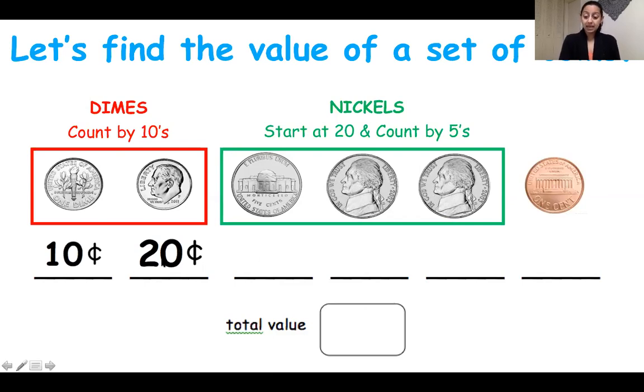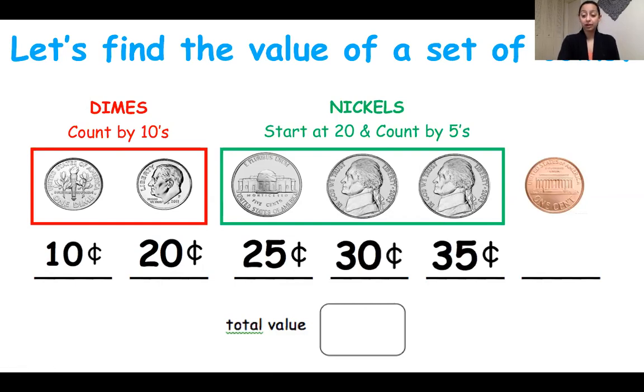20 cents, then 25 cents, 30 cents, 35 cents. Awesome. Now I'm noticing that the coin changed again. I don't have any more nickels, so I can't keep counting by fives. But I know that so far I have 35 cents. All these coins together equal 35 cents.